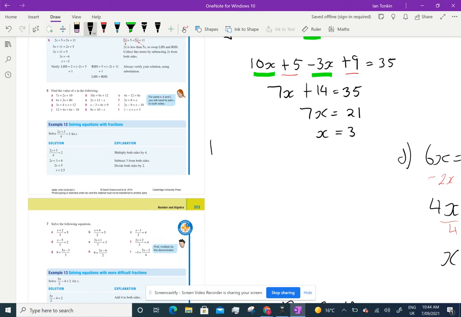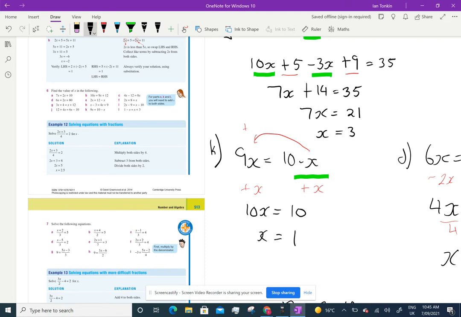So here I go with k. 9x equals 10 minus x. Now to move this, I don't take it away because it's being minused. I've got to add x. A lot of people like to think, oh, I'm going to add it over to the other side. Some people still like the idea of going, I'm adding x to both sides. So that will give me 10x. And when I add x to this side, it goes, and I'm just left with 10. Divide by the 10, x equals 1.